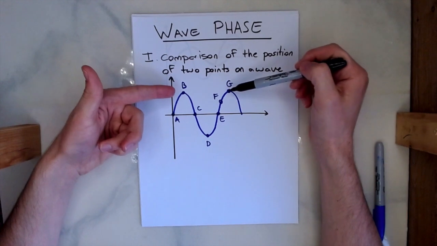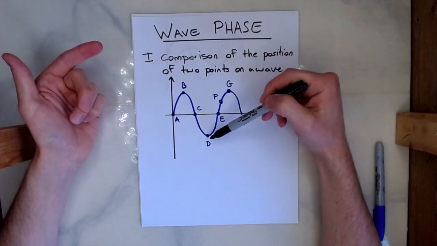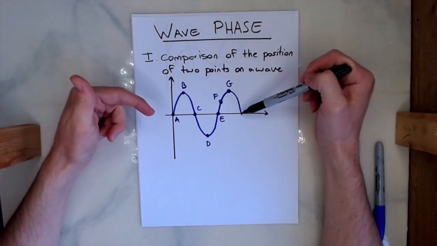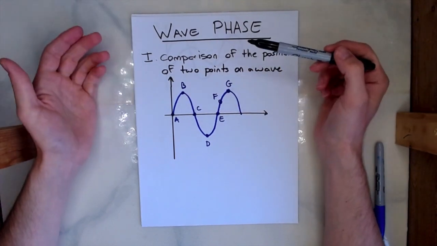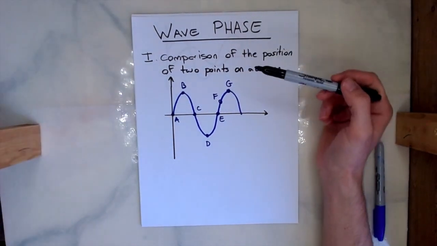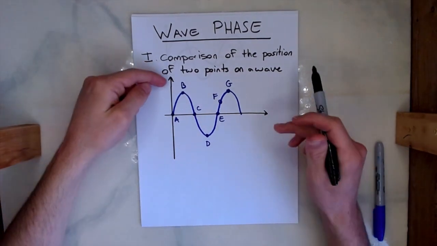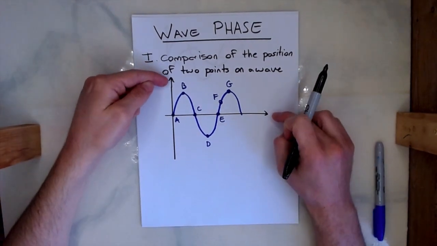B and G are both crests. D is a trough. A, C, E, and I don't have a point labeled here, but those are all intersects with the x-axis. And this is a physical wave, right? It's not a model of SHM, so we would have position versus position as opposed to position versus time.